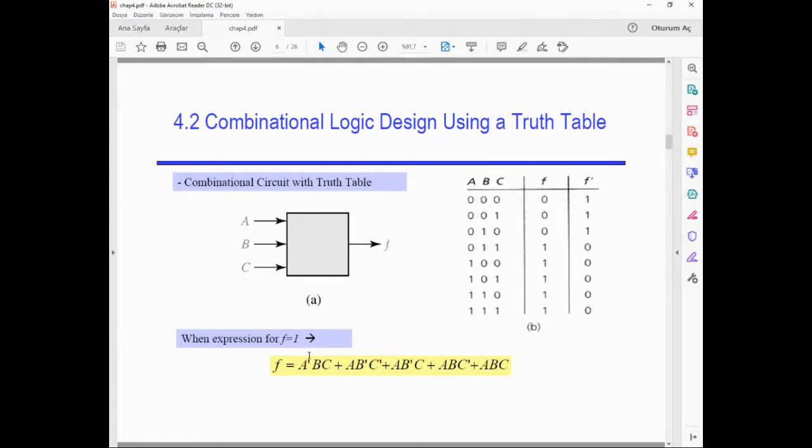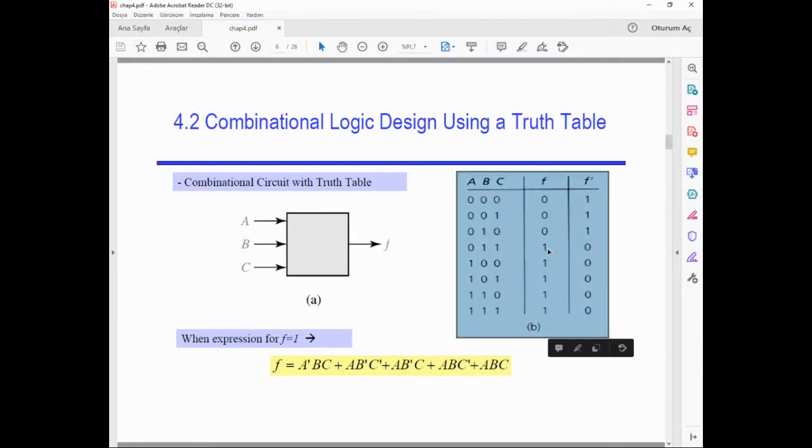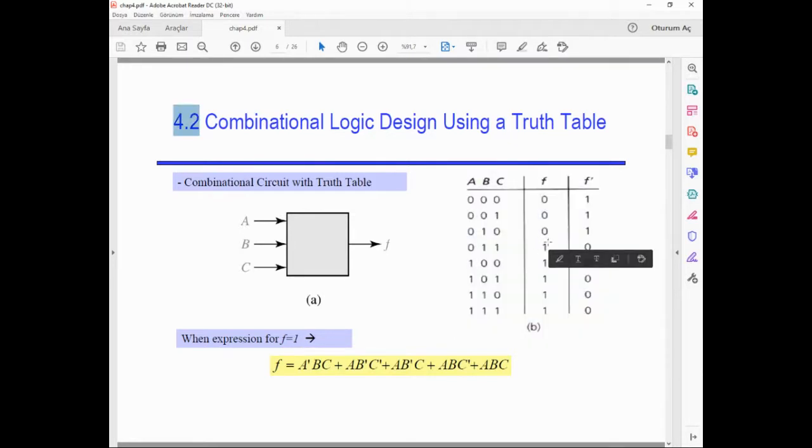So we have this expression for F equal 1. What does it mean? There is F equal 1, right? It means not A, since 0 means not, and 1 just equals B, so not A, B, C. Just like that. It means 1, right? Another one is A, not B, not C.